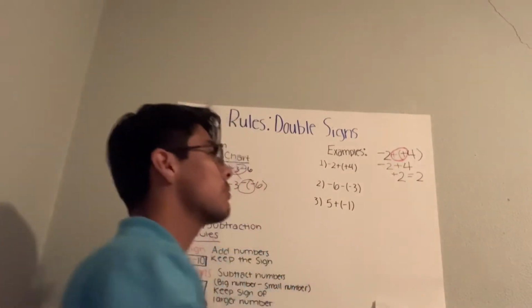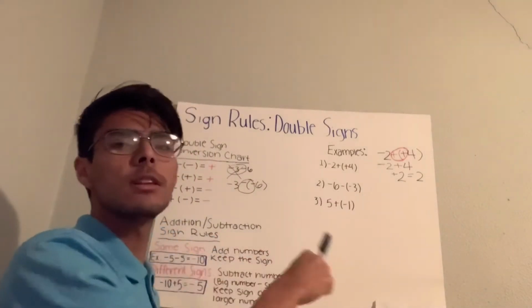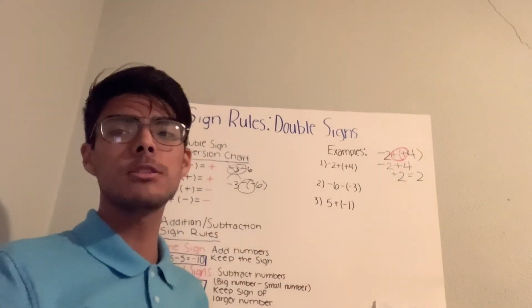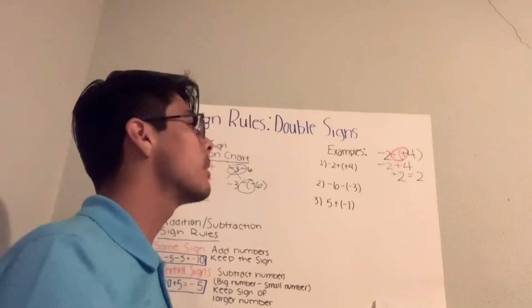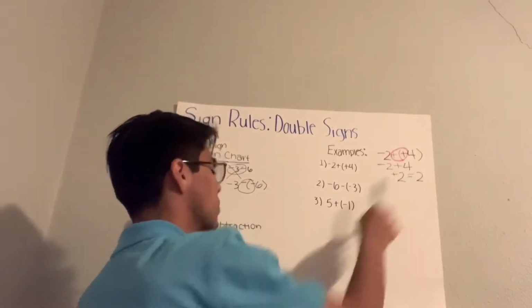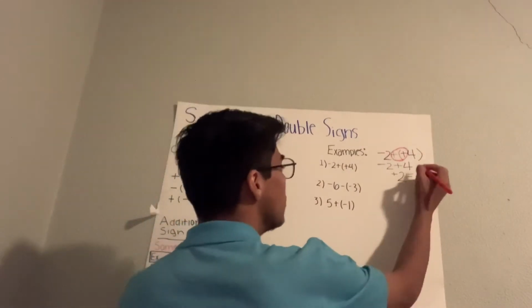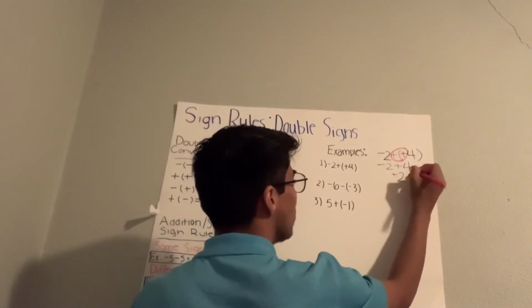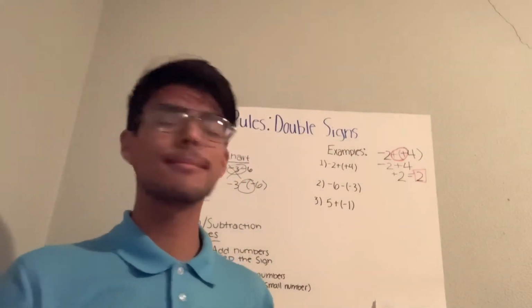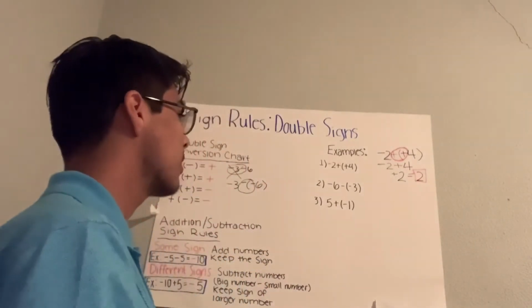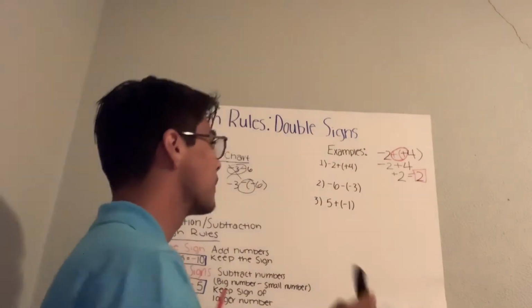So you don't have to write the positive in front of the 2, but if it helps you remember that it's a positive, then you can. But otherwise it's going to equal 2. And that is going to be our final answer. Any questions? Okay. So let's move on to the next example.